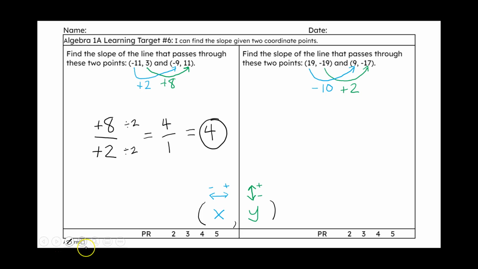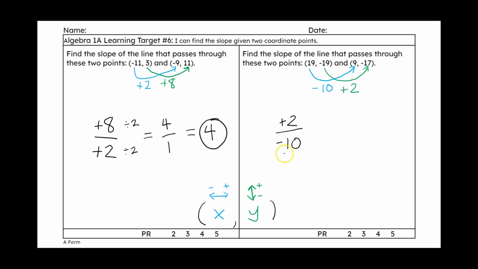So now we have our two values, our change in y and change in x. That's how much you had to go up or down and how much you had to go right or left to get to the next point. In this case, we had to go up 2 and we had to go backwards 10. So we've got a negative slope. This line would be decreasing as opposed to this positive one that would be increasing.